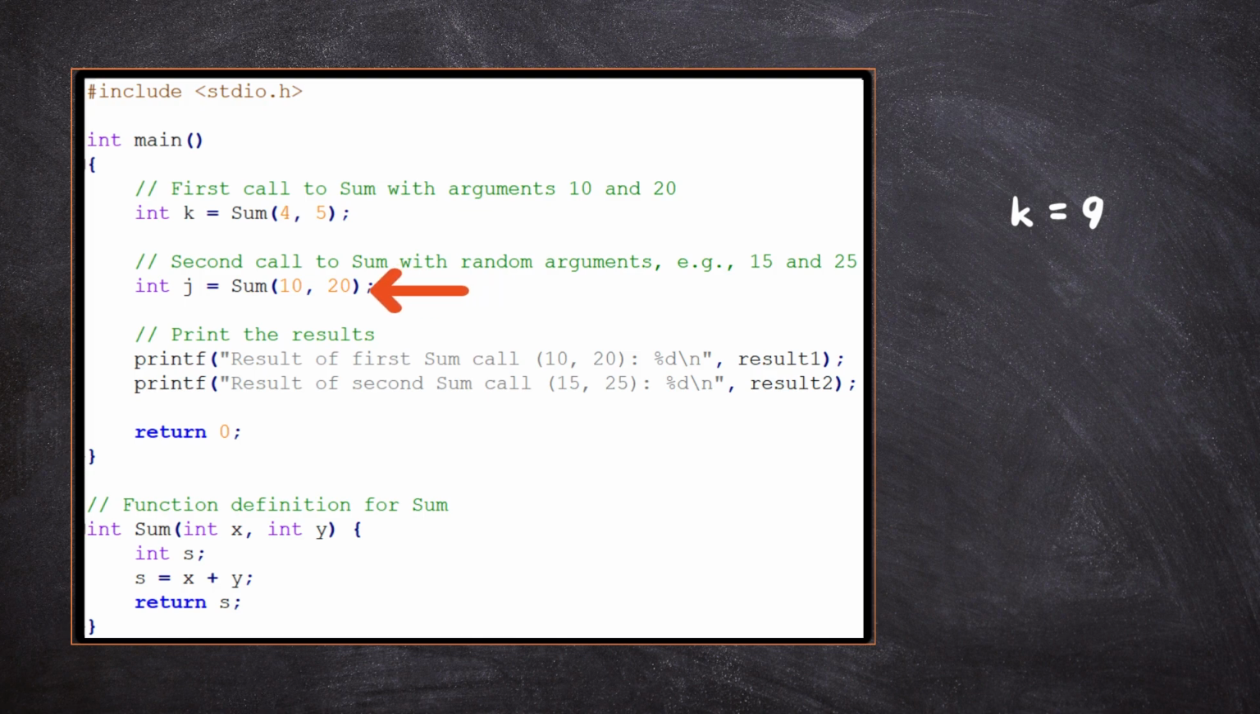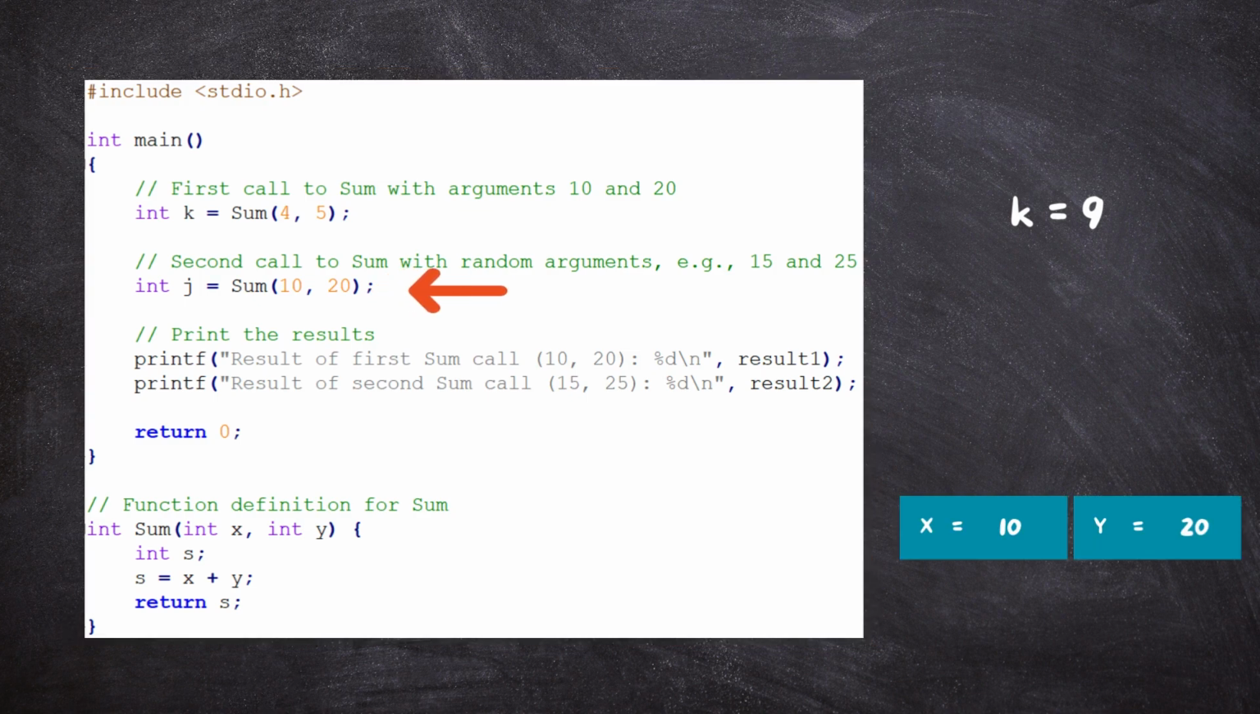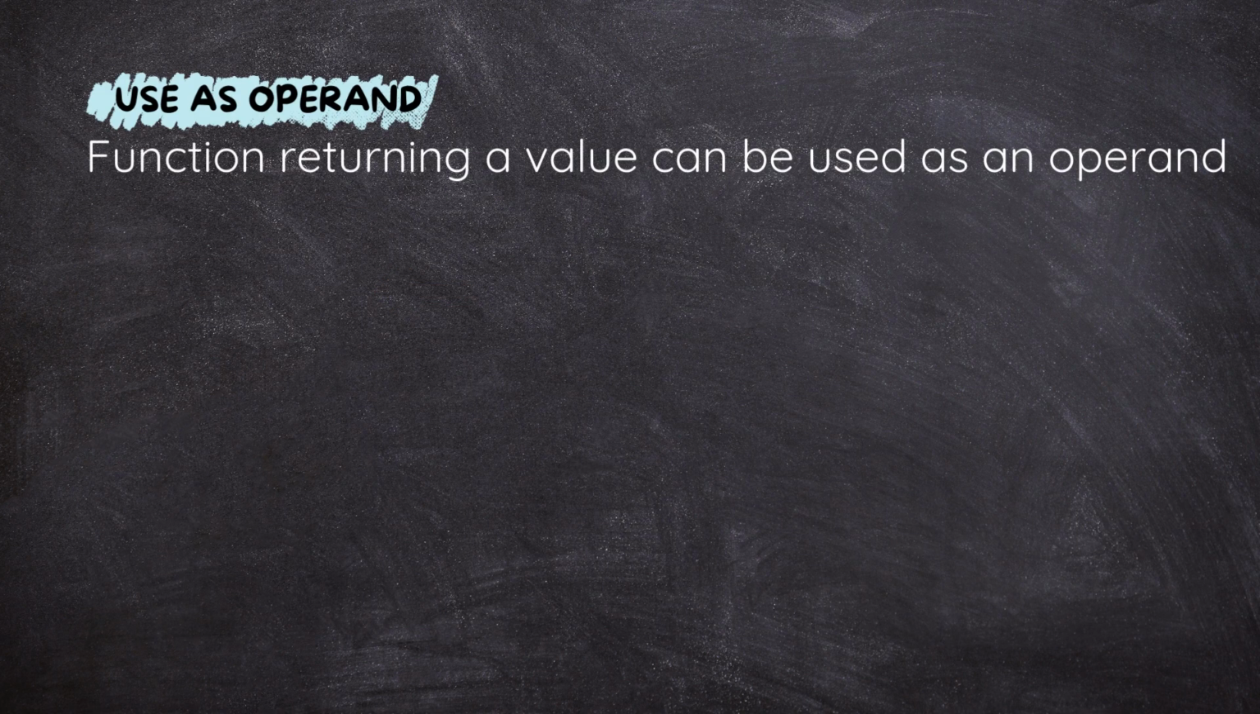When the second function call is encountered, again the compiler will allocate some memory space for the formal parameters x and y, and this time x and y will be initialized with the values 10 and 20. The function will return the sum of 10 and 20, that is 30, and that value will be assigned to the variable j. Any function which returns a value can be used like an operand in an expression anywhere in the program.